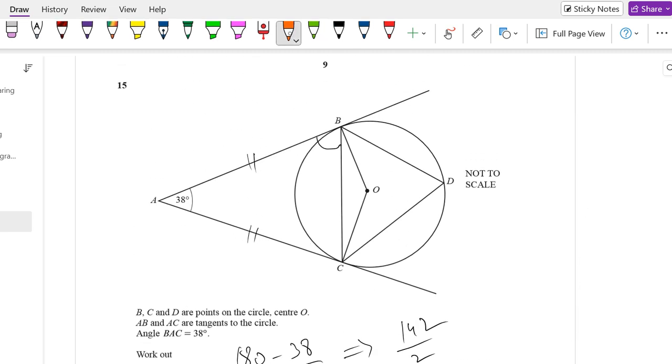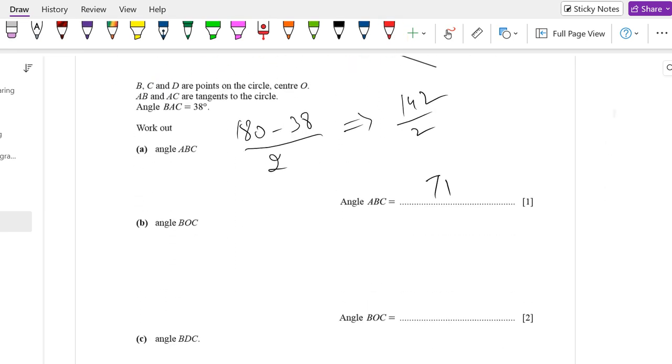B or C? BOC is this angle. We can use a dotted line, and we know very well radius and tangents are of 90 degrees. So this angle should be 90 minus 38, 52. So this would also be 52. Your final answer will be 104.